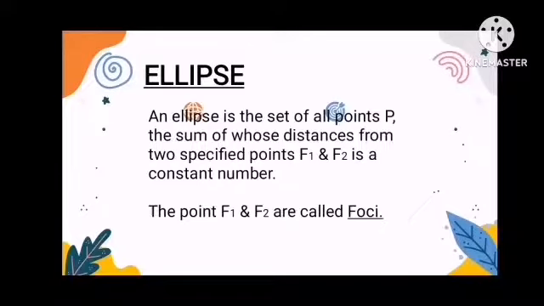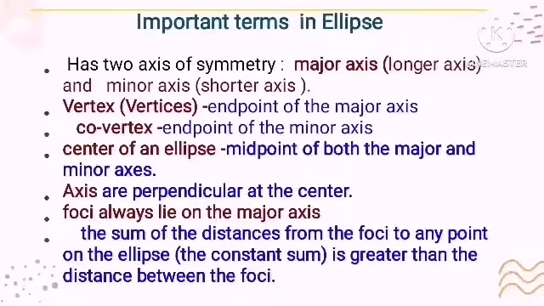So what is an ellipse? An ellipse is the set of all points P, the sum of whose distances from two specified points, f sub 1 and f sub 2, is a constant number. The points f sub 1 and f sub 2 are called foci, or focus.